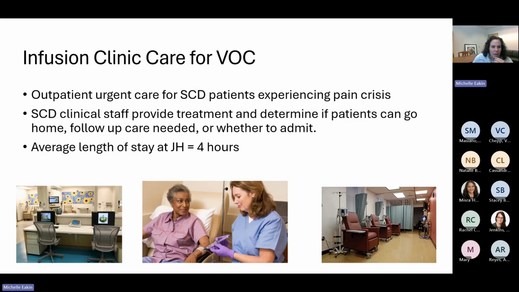Pain and sickle cell is a really important clinical problem. They present with acute pain crises that require very rapid treatments with IV, often intravenous opioids, in order to reduce the pain and improve outcomes.